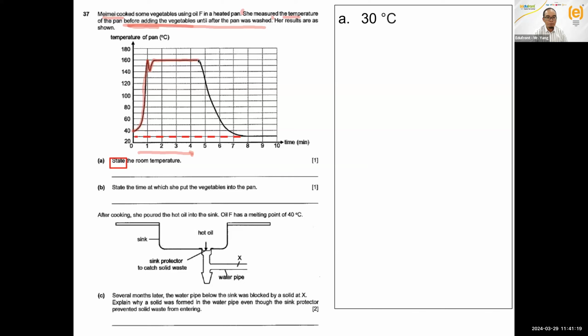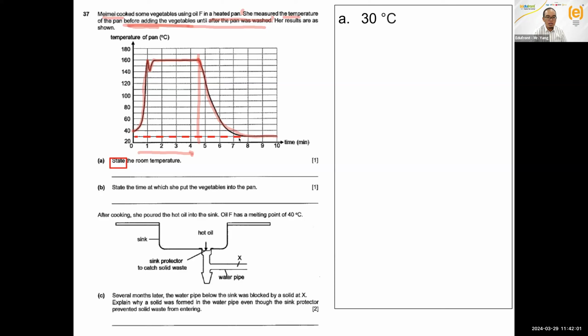So what happened here? How come suddenly there's a drop? This is where she completed cooking the vegetables. Because they say that she measured the temperature of the pan before adding the vegetable until after the pan was washed. So that means she switched off. This is the point where she turned off the heat and then started to wash the pan. When she washed the pan, the temperature goes down. The temperature decreases because the pan loses heat to the cooler surrounding air until the end, where the temperature became constant at this temperature.